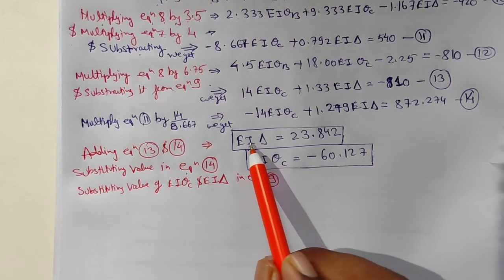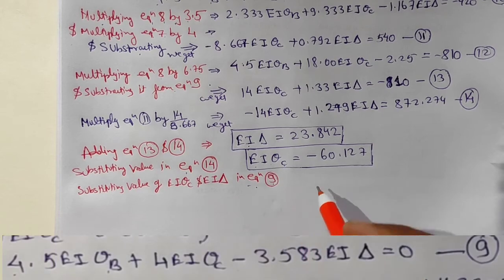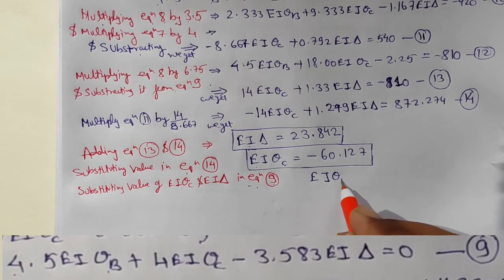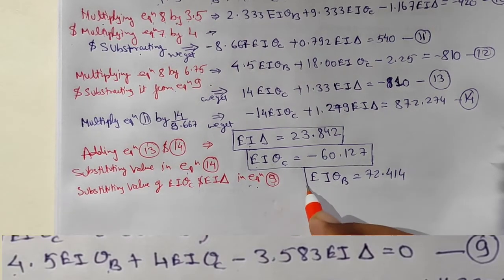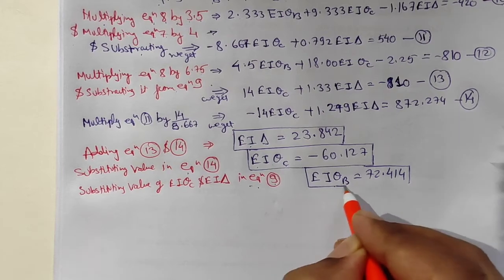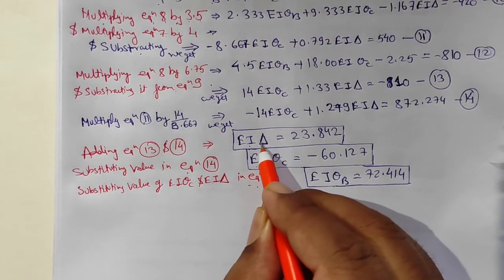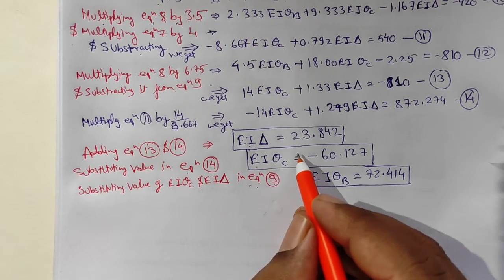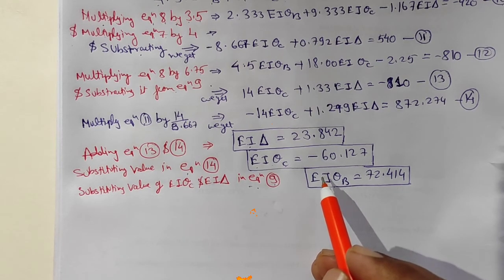Again substituting the value of EI del and EI theta C in equation number 9, after simplifying we'll get the value as EI theta B equals to 72.414. So these are the three unknown values of theta B, theta C and del what we have got, which we will replace in slope deflection equation in order to get our final moments. So let's put this equation in slope deflection equation so as to get our final moments.